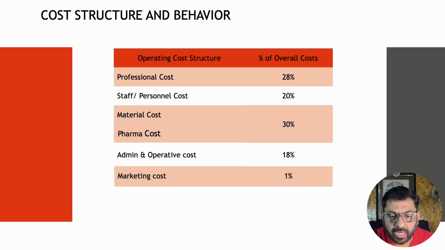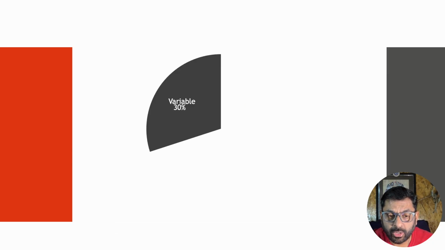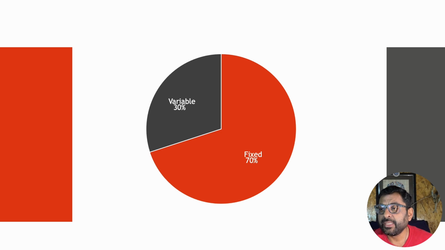These costs are of two types. As I said before, we have costs that are variable and you have costs that are fixed, right? Variable costs are costs that change with patient volume, and fixed costs are those that do not change with patient volume.